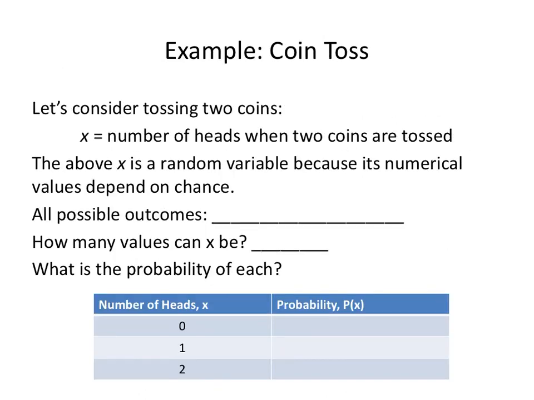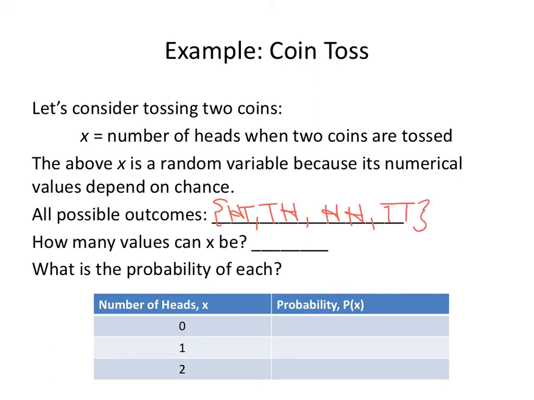Here, let's look at an example of a coin toss. So we're going to consider tossing 2 coins and let X be the number of heads when 2 coins are tossed. The above X is a random variable because its numerical values depend on chance. All of the possible outcomes that we could have here: heads, tails, tails, heads, heads, heads, and tails, tails.